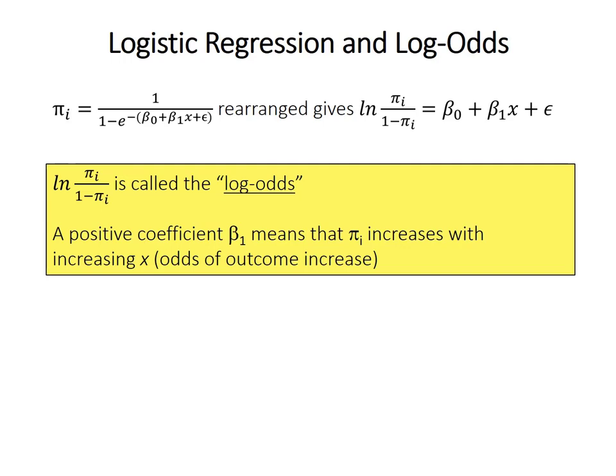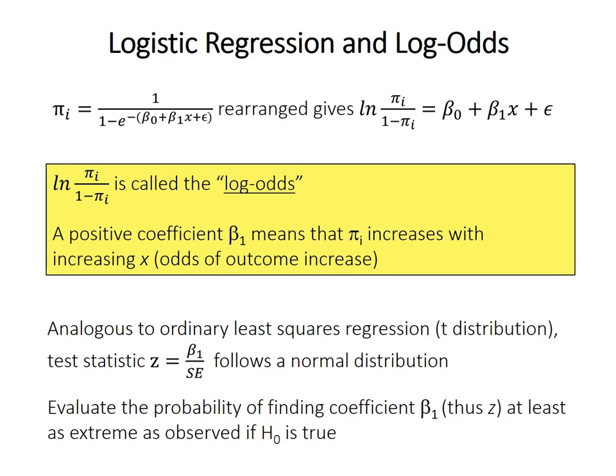So in our equation here, at the top, a positive coefficient beta 1 means that the odds of the outcome increase. And so the probability pi i also increases. So as the independent variable x increases, the odds of the outcome also increase.